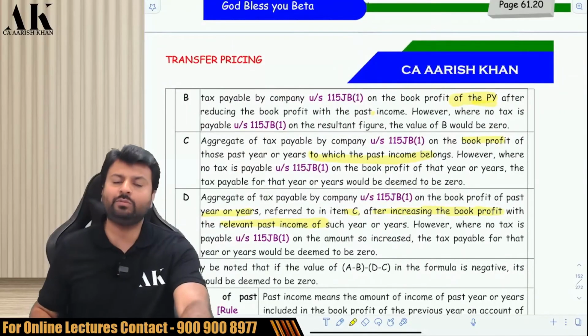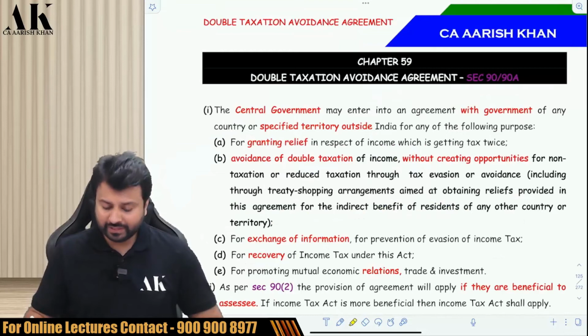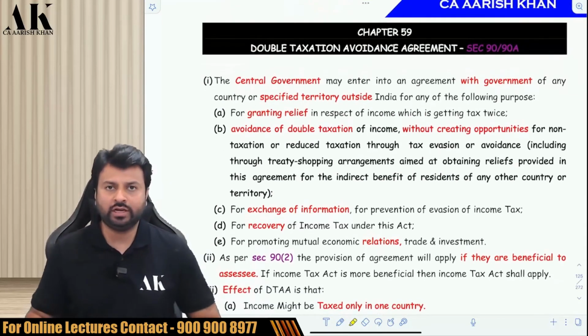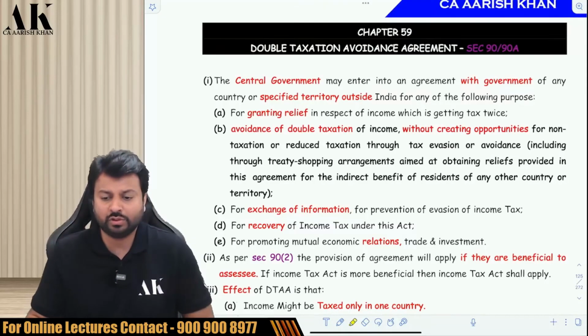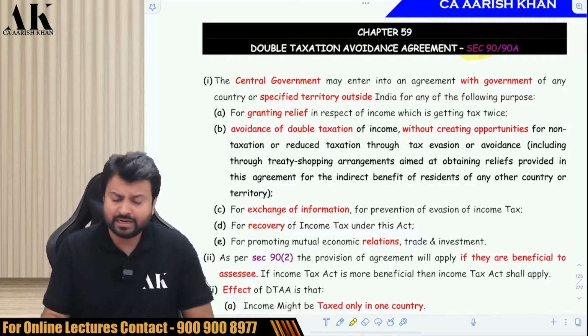Just go through it and then we'll move ahead with the next topic, and that is DTAA. So let's go ahead with the next topic, and that is double taxation avoidance agreement. There are two ways in which the government can give you relief. One is by entering into a DTAA, that is known as bilateral relief. One is without entering into DTAA, that is known as unilateral relief. Now, let's talk first of all about the bilateral relief, section 90.